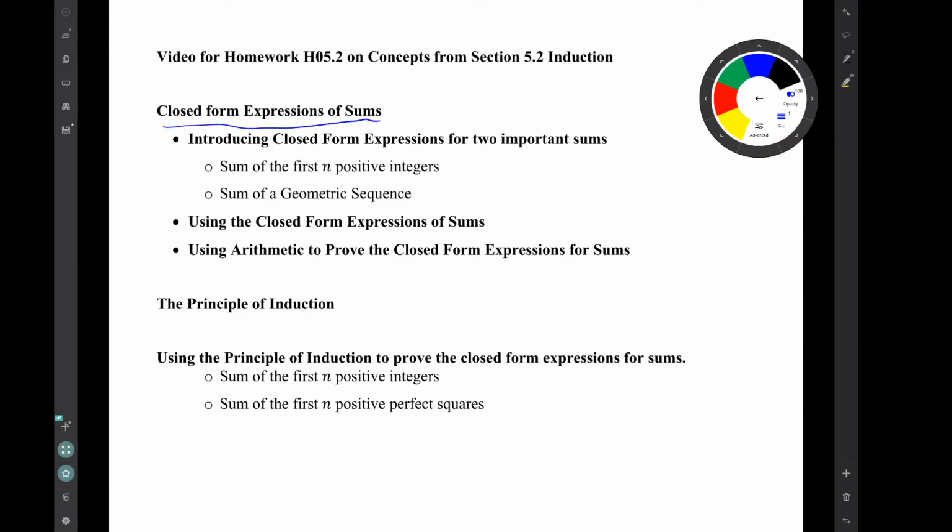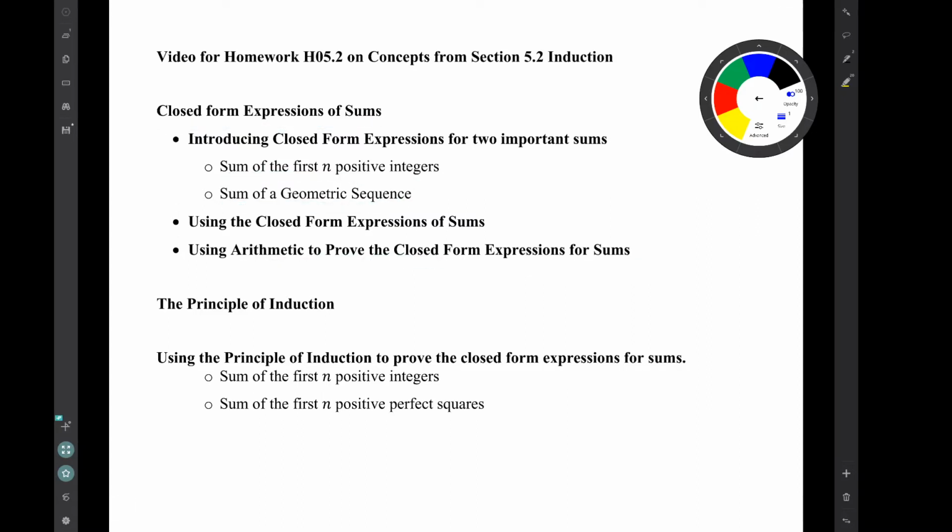I'll introduce closed form expressions for two important sums, the sum of the first n positive integers and the sum of a geometric sequence. And then we'll use the closed form expressions of sums to find values for some particular sums. And then I'll use arithmetic to prove those closed form expressions for the sums that I introduced.